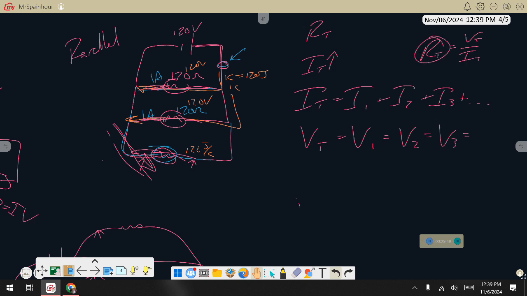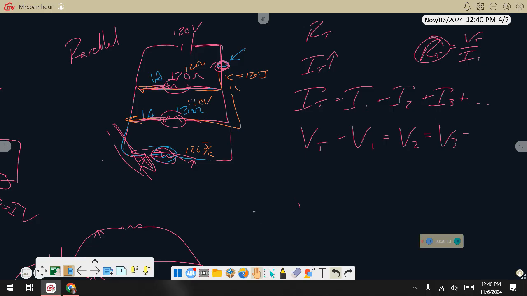Now, that is a bit of a misnomer due to the fact that are any of these resistances actually getting less? No. Therefore, are any of them putting out a different amount of current than they usually do? No. But we say that the total resistance decreases because the total current is increasing. This is where it comes back to understanding that resistance is a ratio of voltage over current.